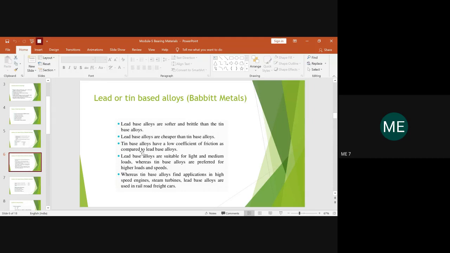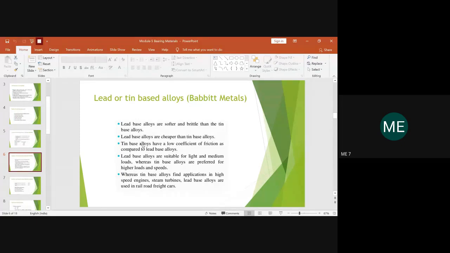So you have to just see the features of lead based alloys, how it will be. Okay, so if you take lead based alloys wherein the lead content is more, these type of alloys will be very soft and brittle in nature when we compare that to the tough tin based alloy. So based on the requirement, you have to select. The second main important feature is if you go with lead based alloys, it will be cheaper than the tin based alloys. That is the second point.